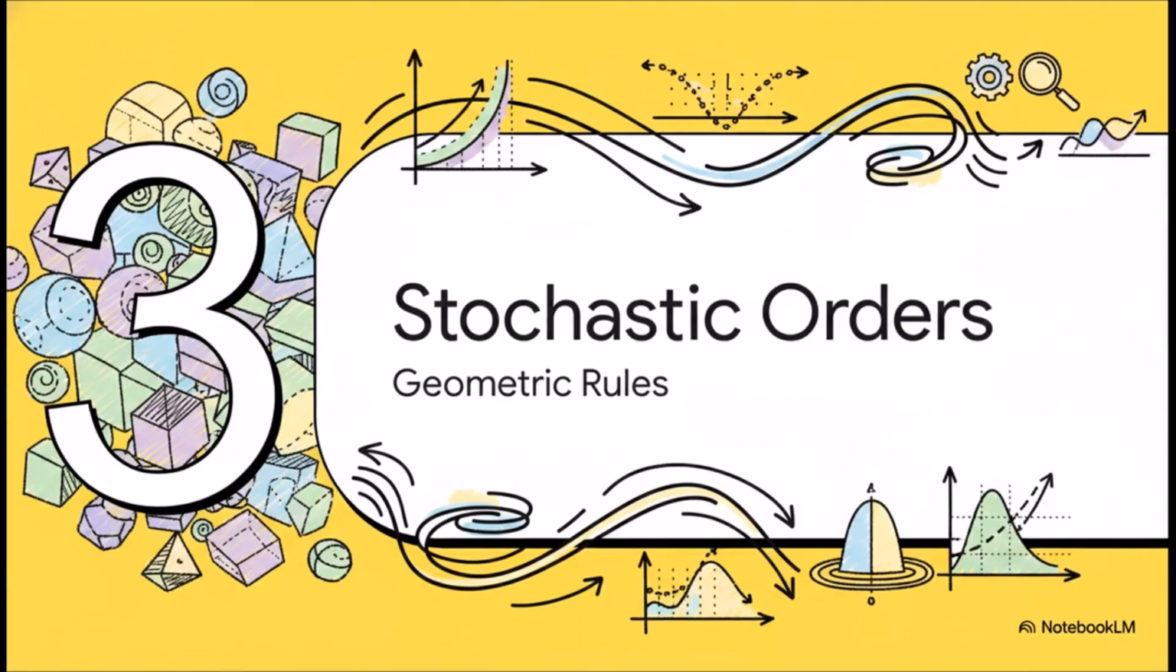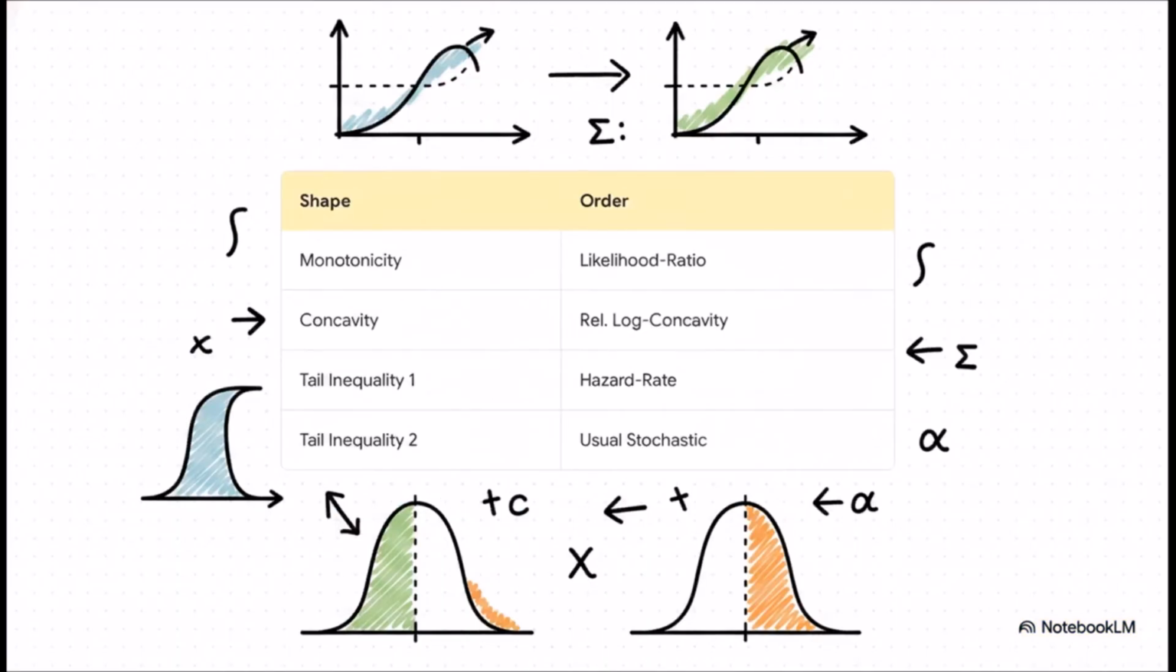Which brings us to Section 3, the 4 stochastic orders. This is where the abstract algebra translates into incredibly powerful geometric rules. Derbazi's paper proves that you can completely bypass the likelihood ratio and just look at the geometric shape of the kernel itself.